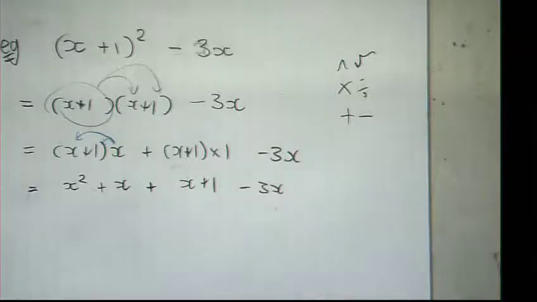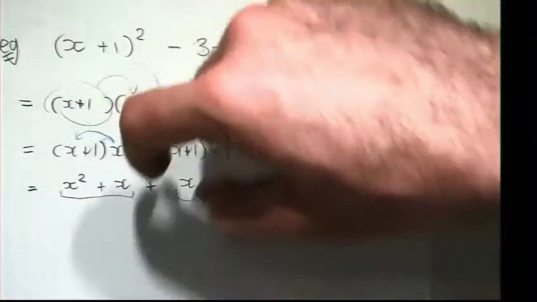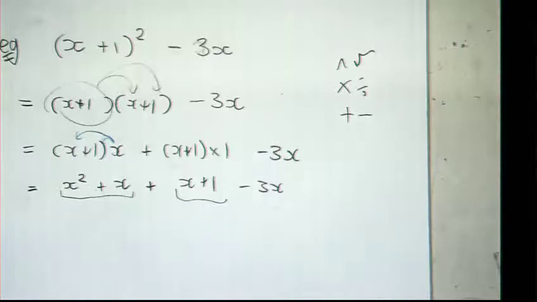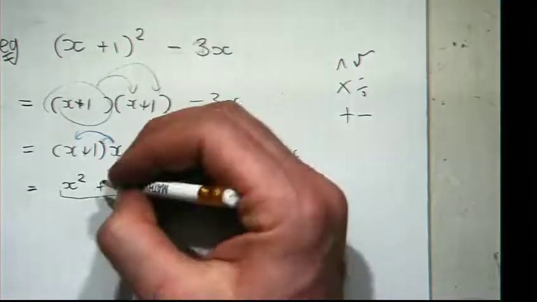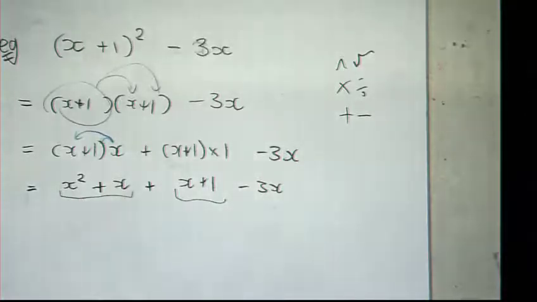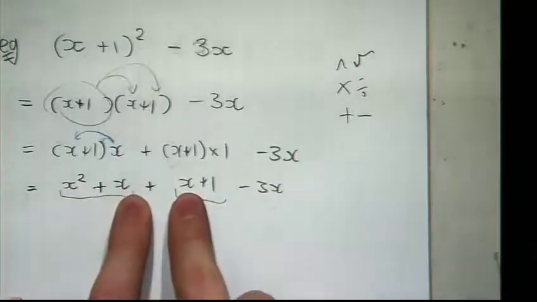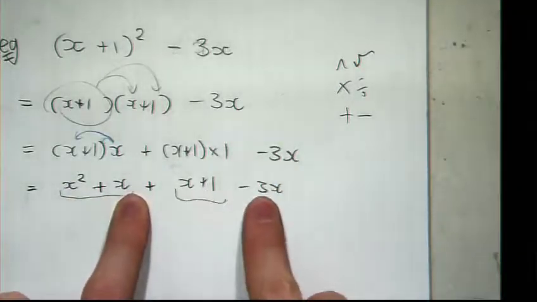Now, just let me check. All of this came from that one there. And this came from that one there. It's important to just check to see if they belong together. Okay, no, it's all good. So now it's all just plus and minus, right? I've got an x squared, I've got an x plus an x, and a plus 1 and a minus 3x.